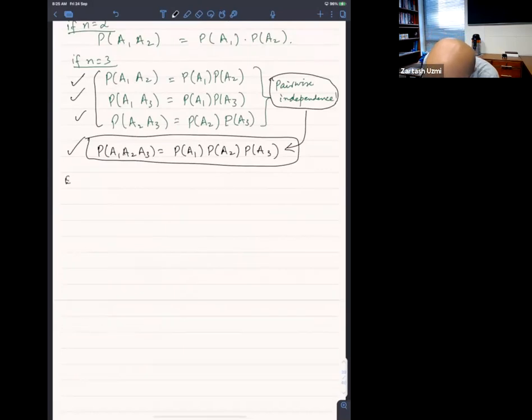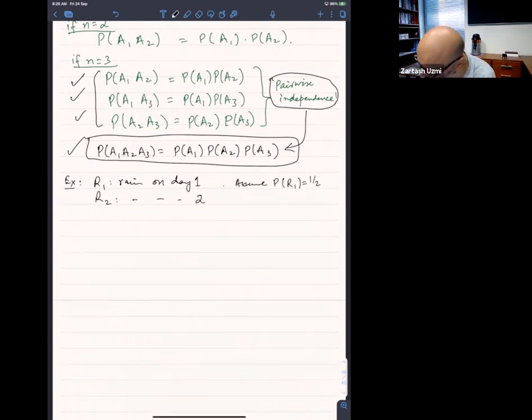Example आपको देते हैं. So example, let's say you have an event R1 is the event that you have rain on day 1. R2 is the event that you have rain on day 2. And they are independent. एक दिन की बारिश का दूसरे दिन की बारिश पे असर नहीं होगा. ठीक है? So rain on day 1 and rain on day 2. And let's assume, हम assume करते हैं, probability of R1 is equal to 1/2. किसी भी दिन बारिश होने की probability जो है वो 1/2 है. And also assume that probability of R2 is equal to 1/2.